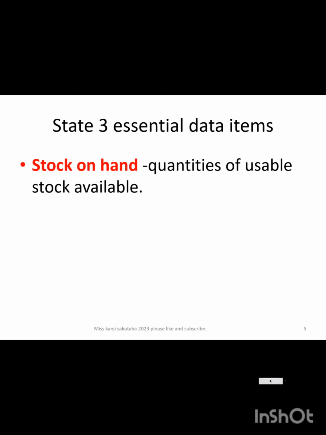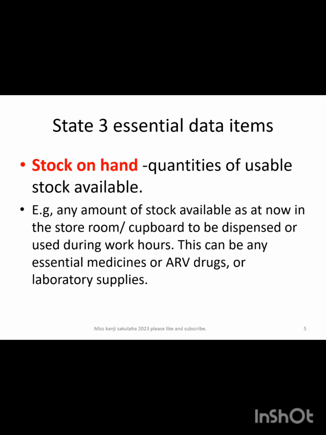So what is stock on hand? Stock on hand is quantities of usable stock available. This is stock available at the facility where you're working at that particular moment in time. This stock can be available in the storeroom where you store drugs, or the cupboard, that is to be dispensed to the clients. Any essential medicines, HIV drugs, laboratory supplies, or any other commodity that is available before the reporting time, that is stock on hand.